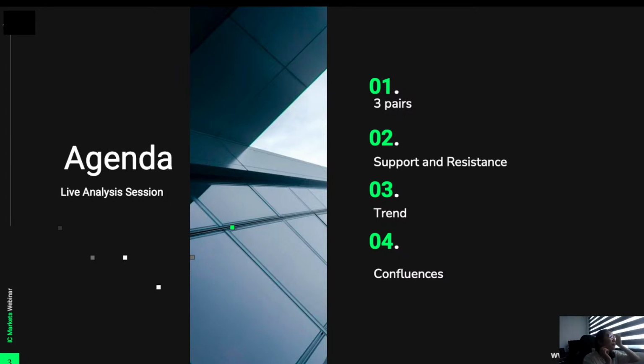Our agenda for today is a live analysis session. We're going to go on to TradingView and look at 3 pairs. I wrote 3 pairs, but sometimes we only cover 2. It depends on how many questions you guys are asking and how in-depth we want to go on certain things. I will try my best to cover 3.